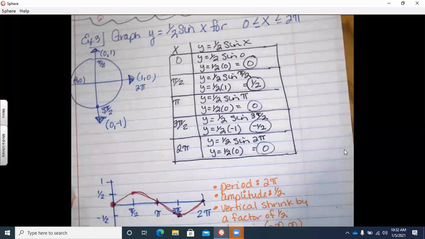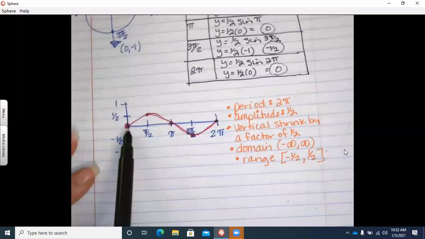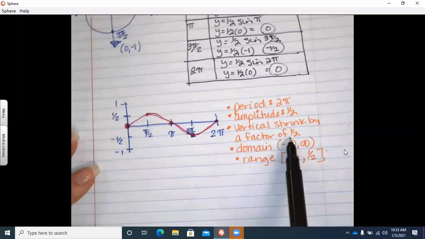And we did the math on that. Our graph amplitude was 1/2. It went 1/2 unit above the midline and 1/2 unit below the midline. Because the absolute value of A was less than 1, we call it a vertical shrink by a factor of 1/2. Domain's always going to be -infinity to +infinity, and then the range is -1/2 to +1/2. All right, so that's where we left off.